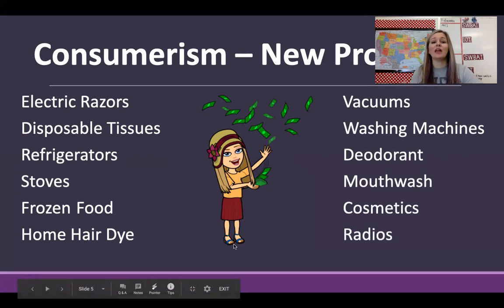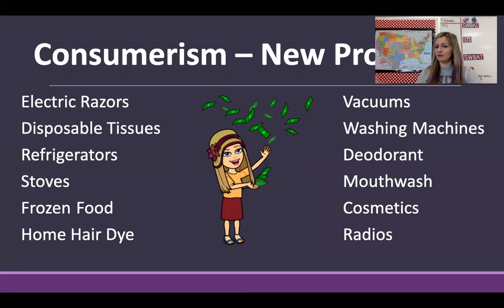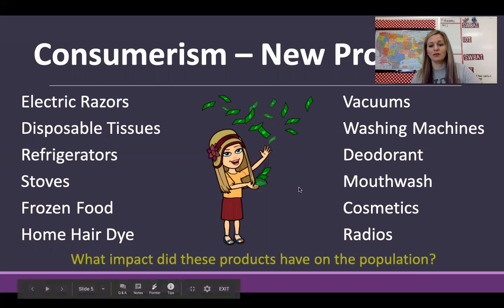So this is just a handful of big things that we take for granted today, but this is when they start coming around. It's only been around about 100 years that we've had access to these items.